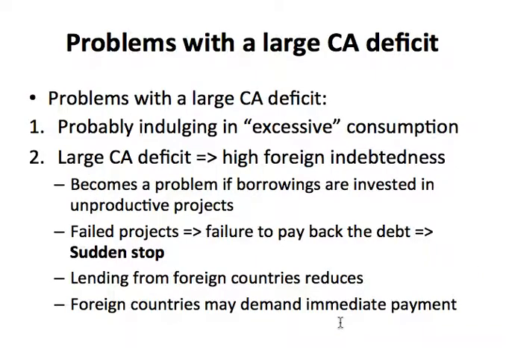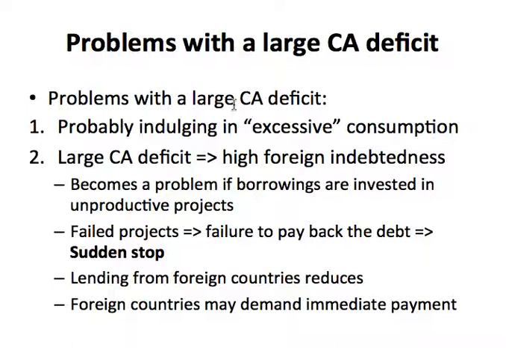Okay, next we'll take a look at a few problems which are associated with a large current account deficit. Pay attention to the word large here. If the current account deficit is small, then it doesn't really matter much. But problems start arising if we have a large current account deficit or persistently large current account deficit. So the country which is suffering from a current account deficit is probably indulging in excessive consumption. That is, it is consuming more than what it should be consuming in an ideal case. That's one problem, so it's overconsumption.